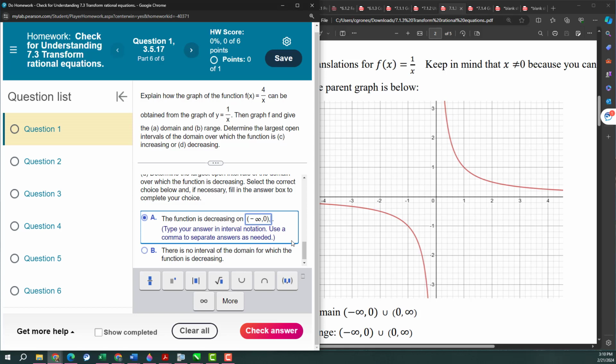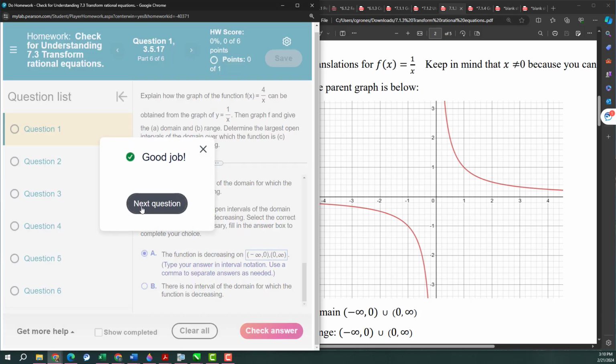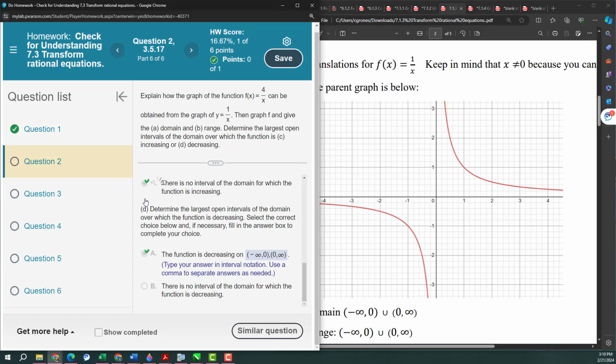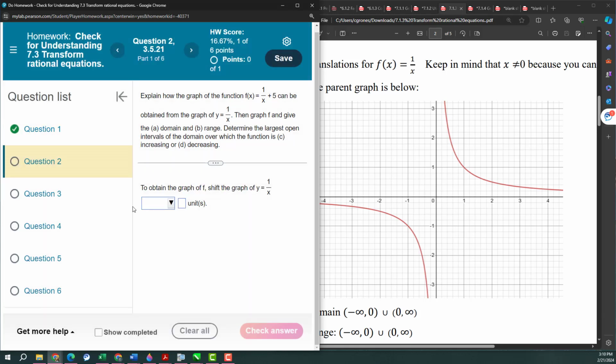And I'm going to use a comma because this isn't the same as our range. We're not unioning it. We're just basically saying it's decreasing from here and from 0 to infinity. Alrighty. I'm going to look at number 2 as well.